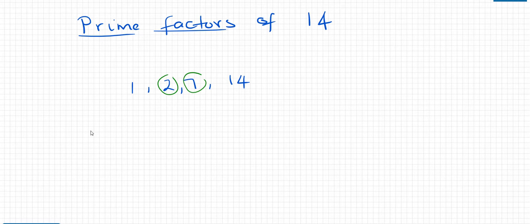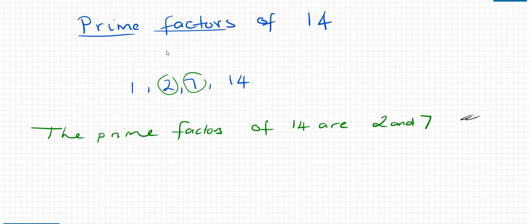Okay, so let's write our final answer. So the prime factors of 14 are 2 and 7. Always write your final answer and try and put it in a sentence when you're working with questions like these.